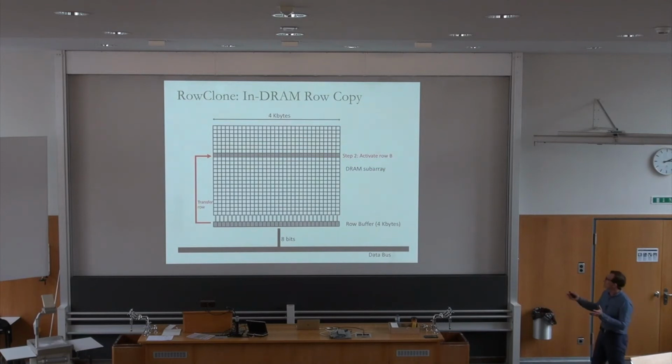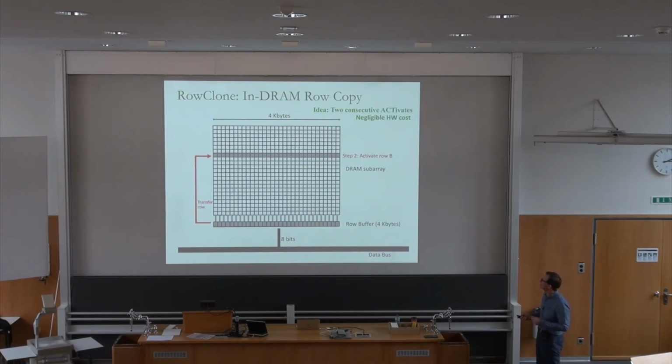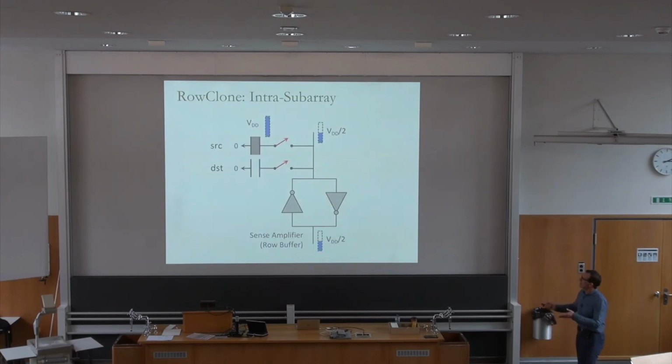Basically, this is the normal operation of DRAM, except we're taking advantage of it to do two consecutive activates, which essentially copies the data from the first activated row into the row buffer, and then from the row buffer into the second activated row. Very simple. Right? And the idea is two consecutive activates. It's negligible hardware cost. You could potentially do it in DRAM chips today, except it's not allowed in today's standards.